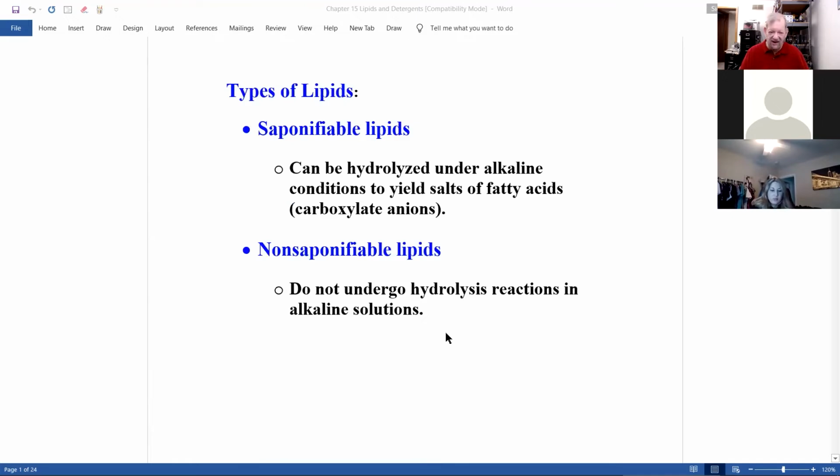All right, there are two types of lipids. The first one is saponifiable lipid. And what's a saponifiable lipid? It can be hydrolyzed under alkaline conditions to yield the salts of fatty acids. Let me explain what this means. Saponifiable lipids undergo base hydrolysis, and alkaline means base, like sodium hydroxide.